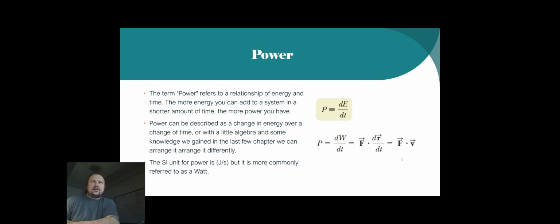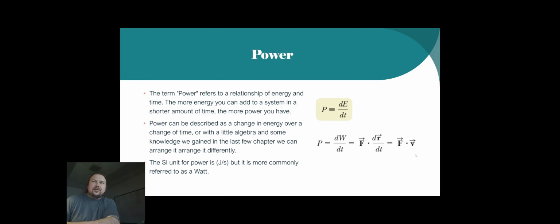All right, a small dive into power. Power refers to the relationship of energy and time. The more energy you put into a system in a shorter amount of time, the more power you can deliver out of it. So the equation for power is a capital P for power, and it's the change in energy over the change in time. In derivative terms, it's dE over dt.